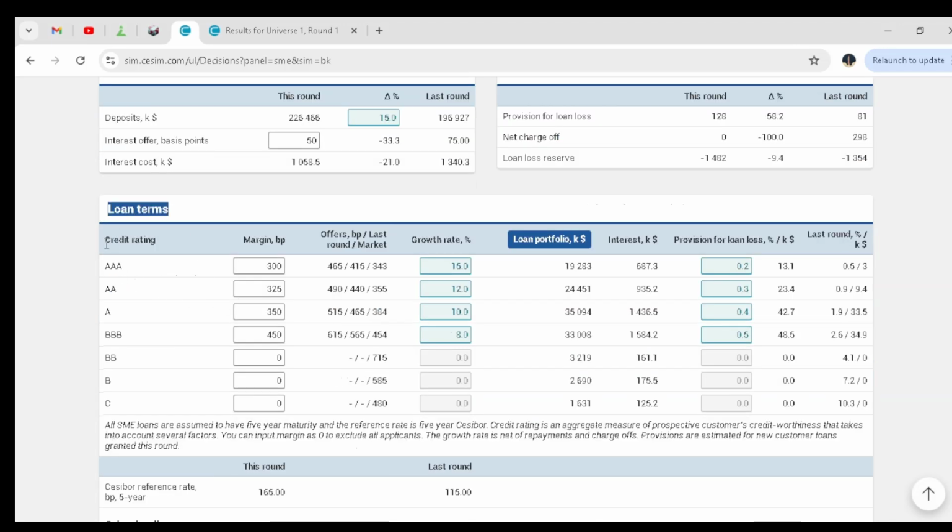Under loan terms, we have the credit rating. Remember, we have the AAA, AA, maybe triple B, double B, B, and lastly C. So the margin in basis points for this one we shall give it 345. For double A, we shall give it 355. For single A, we shall give it 385. And lastly, for the triple B, we shall use 455. For the growth rate, we are going to maintain it the same for all of them. We are not going to make any changes for the growth rate. Also for the provision for loss, we are going to maintain it like that.